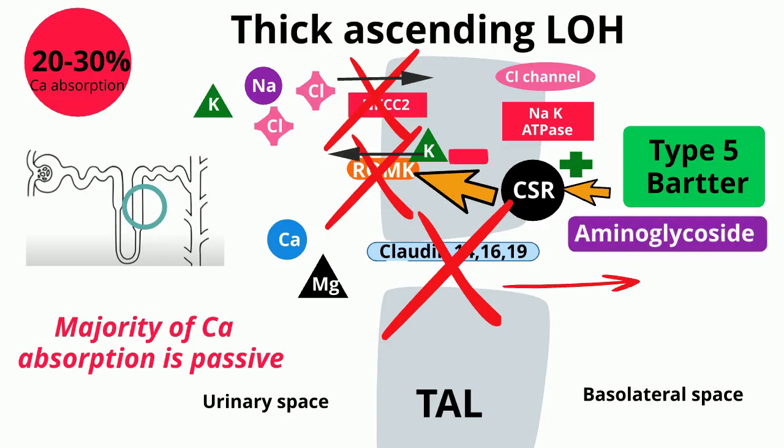Aminoglycosides can do the same thing. Aminoglycoside antibiotics can cause an activation of this calcium sensing receptor, similar to type 5 Barter's. Patients can develop calcium and magnesium wasting along with salt wasting.